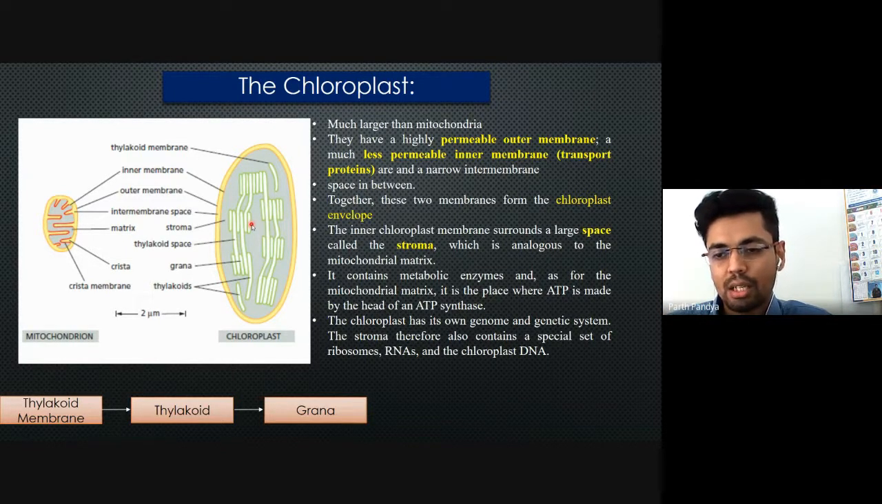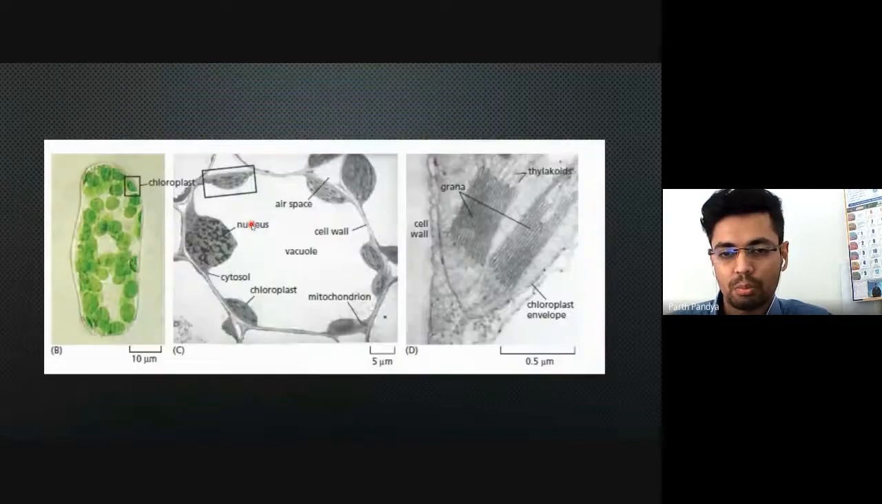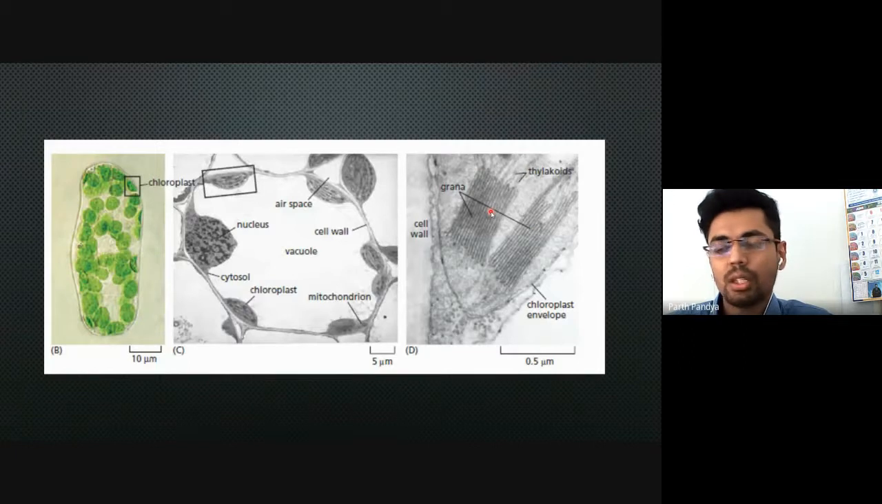These grana are the sites where the major reactions are driven in the chloroplast. This is an electron micrograph, just to have a visualization of how the grana look, as these are stack-like structures, and together they form a thylakoid.